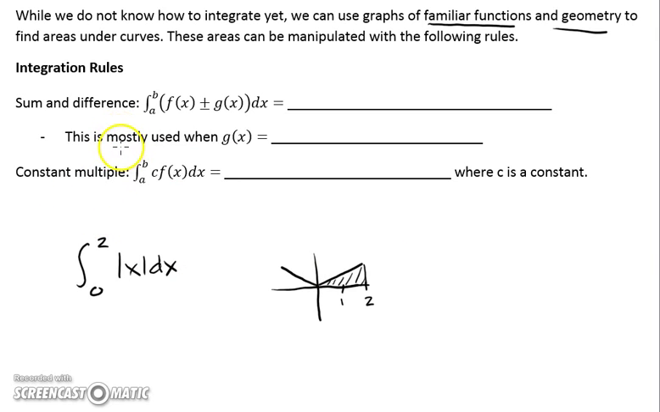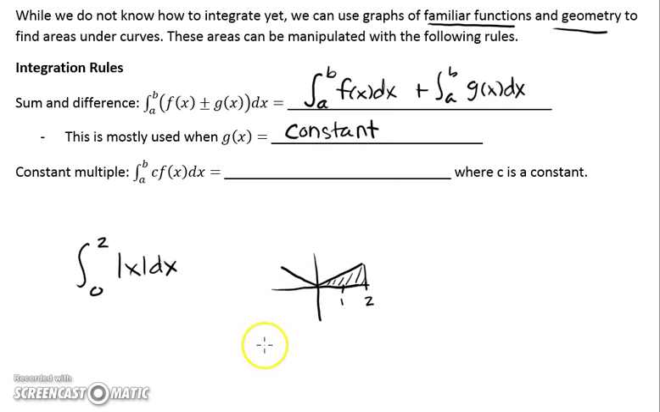First, the sum and difference. So the integral from a to b of f of x plus g of x dx is equal to the integral from a to b of f of x dx plus the integral from a to b of g of x dx. And this is mostly going to be used when g of x is a constant, something like f of x plus 4. The integral from a to b of 4, well, we know what the graph of 4 looks like. It's just a horizontal line, so we can use geometry to figure that piece out.